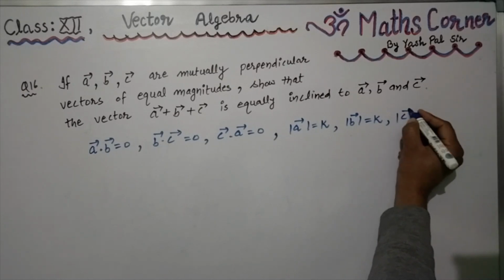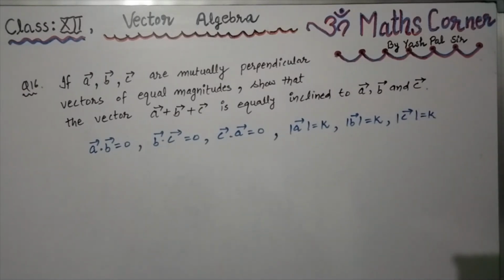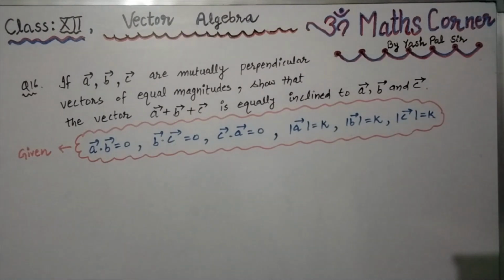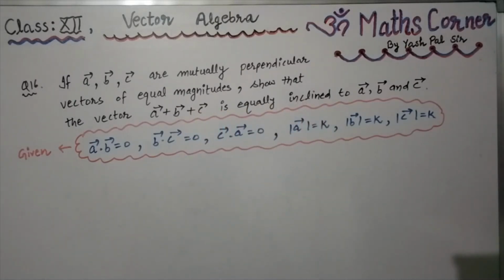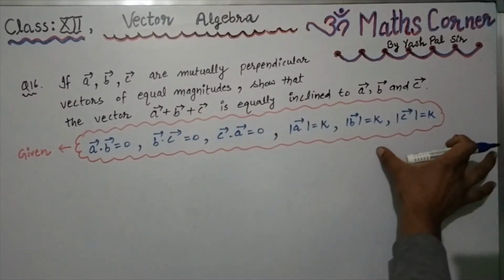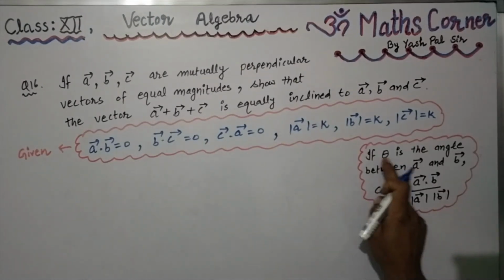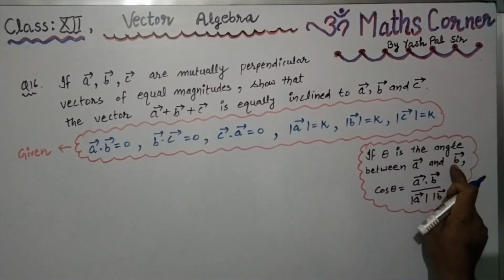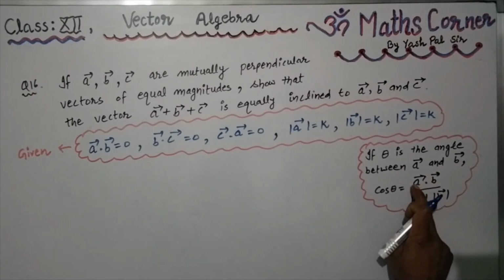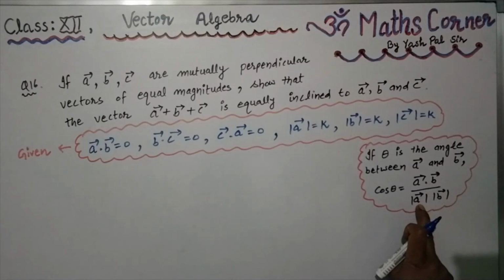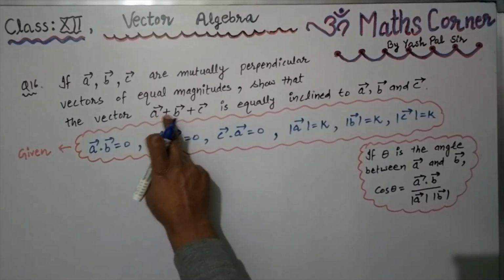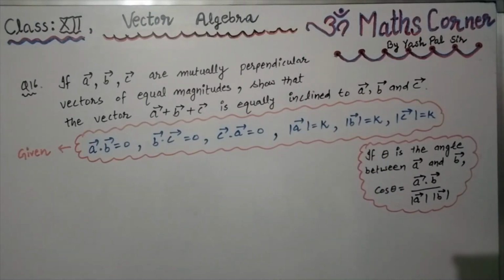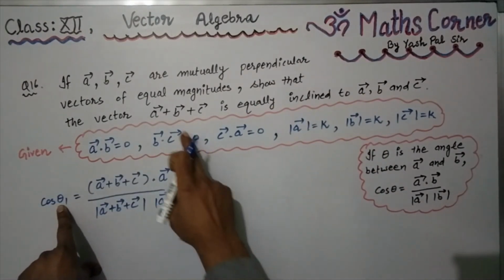Of equal magnitudes, it means if magnitude of A is equal to K, then magnitude of B vector will also be equal to K, and magnitude of vector C is also equal to K. So this is given to us. Now what is to show? That A plus B plus C is equally inclined to A, B and C. Here again we use the formula. If theta is the angle between vector A and vector B, then cos theta is equal to dot product of A and B divided by magnitude of A and magnitude of B.